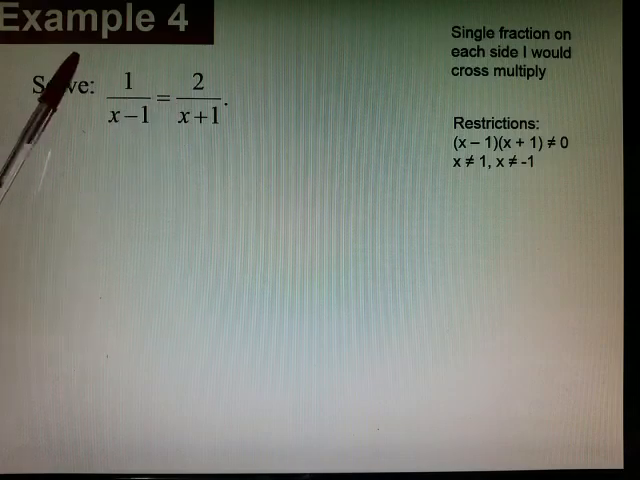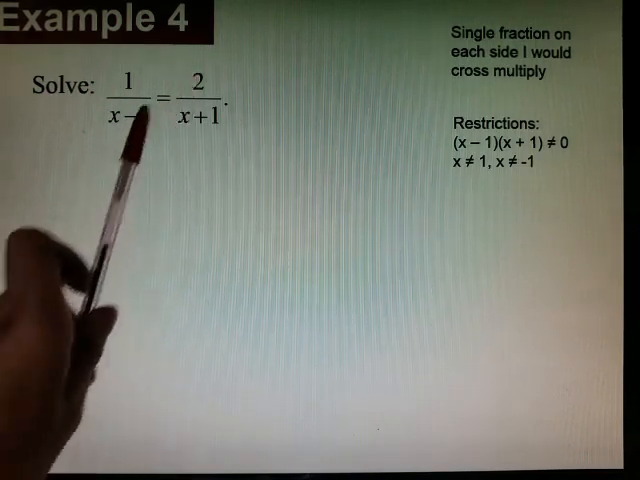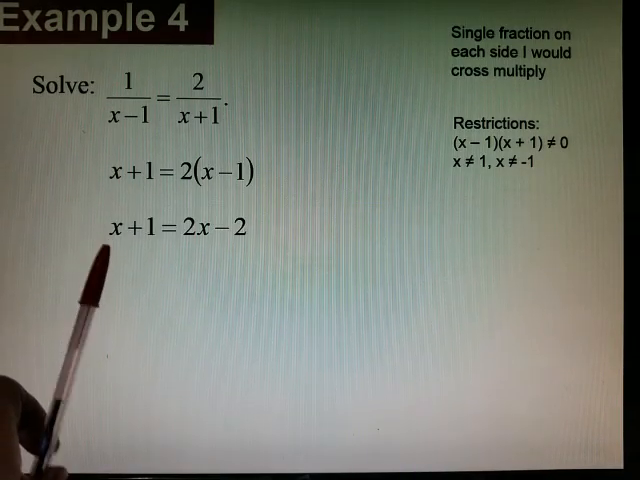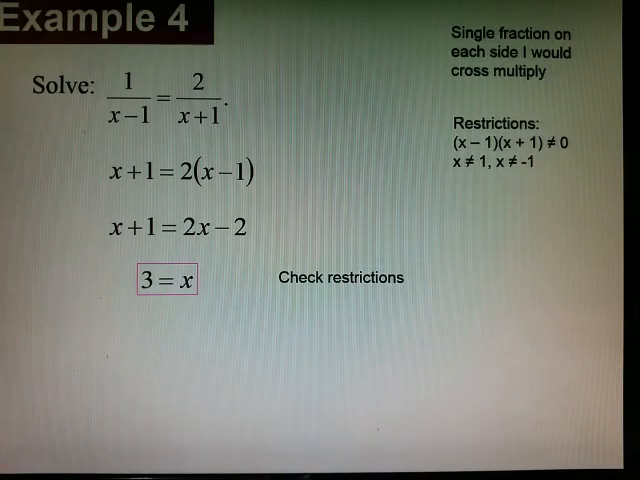In other words, take 1 times x plus 1 over here. Take 2 times x minus 1 over to this side. Distribute. Subtract x, add 2. So x is 3. Check it against the restrictions. Again, x couldn't be 1 or -1. We had x is 3, so the answer is good.